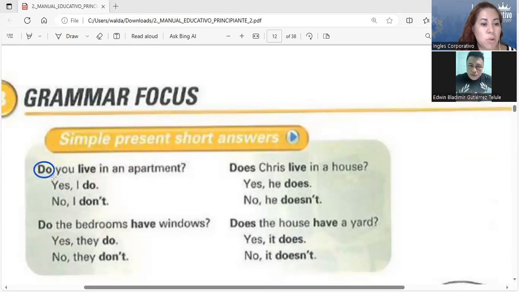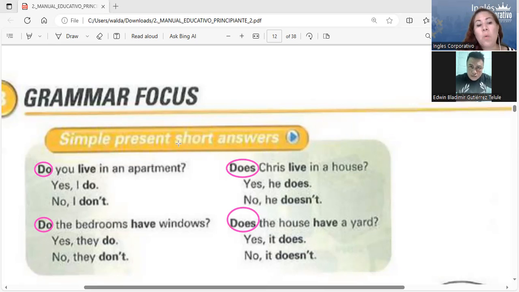We say, do you live in an apartment? Do the bedrooms have windows? Does Chris live in a house? Does the house have a yard? Okay, so we're going to start with either do or does, and then we continue it.